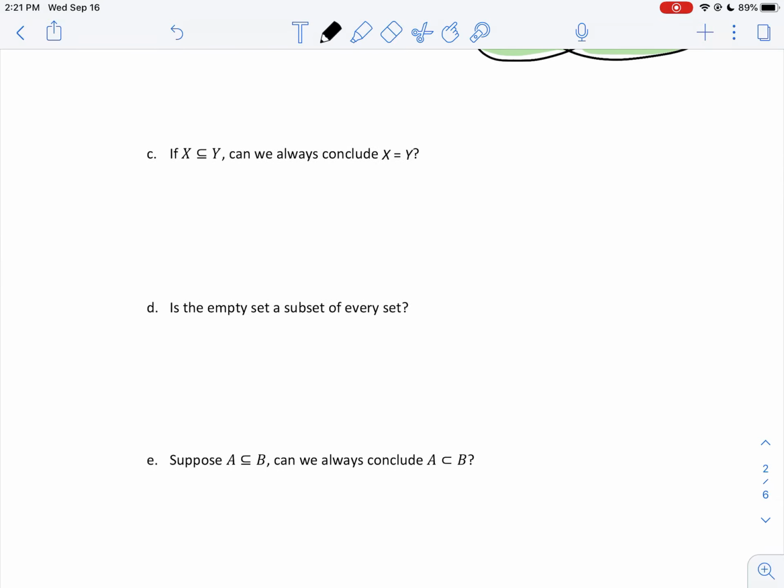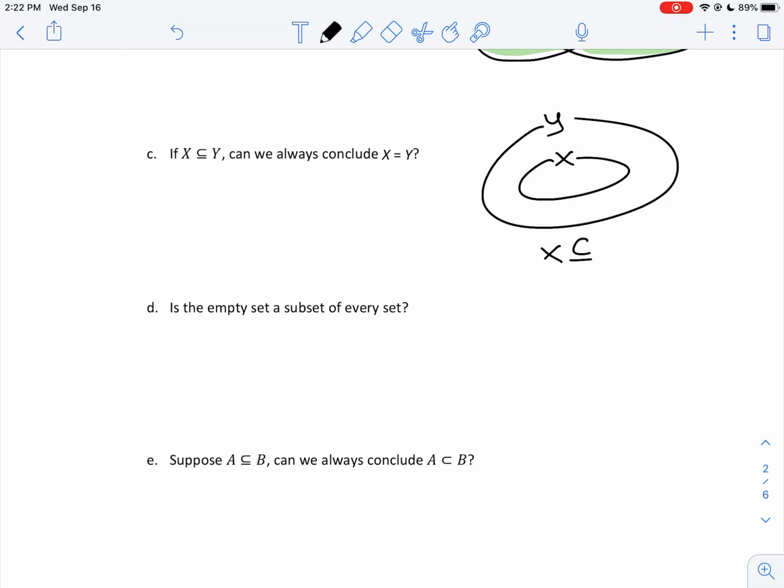If X is a subset of Y, or potentially equal, can we always conclude that X is Y? The answer, hopefully this is obvious, is no, because you could have this relationship, and you would still technically be allowed to use this symbol here, that X is a proper subset or equal. This allows for the two sets to either be equal or for one to be a proper subset. So saying this statement alone doesn't guarantee that we're talking about the same sets. If we were talking about the same sets, then I would just use the equal sign. So the answer here is no.